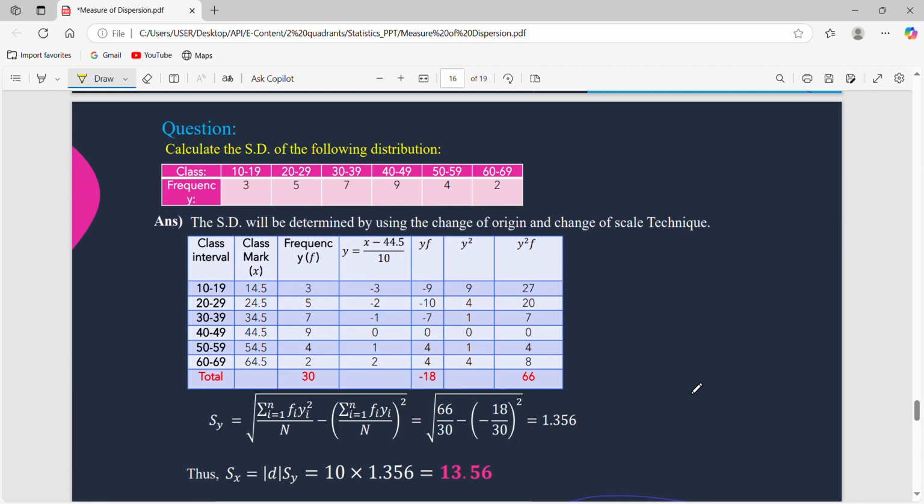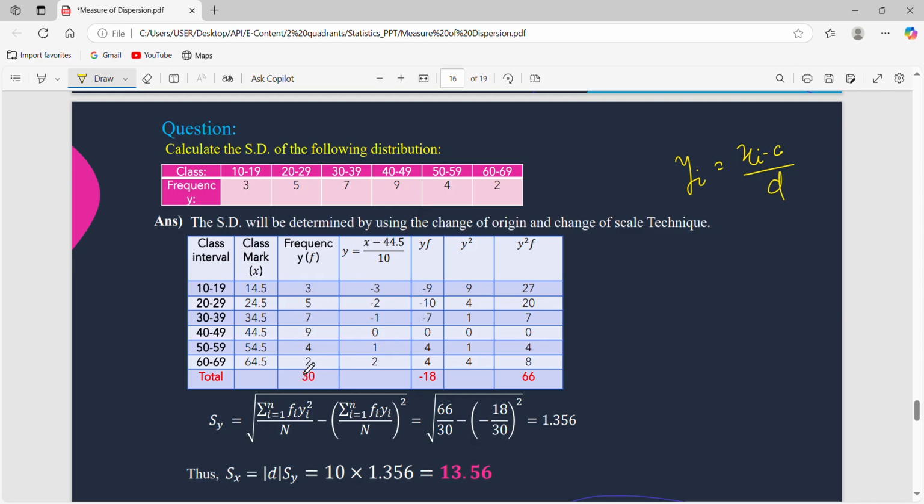Calculate the standard deviation of the following distribution. Keep in mind, in the first problem we had only observations. The second problem had observations with frequency, but in this problem we have class intervals with frequency. So when the class interval is involved, we have to use the change of scale property. That means we have to apply the formula yi equals xi minus c by d. So here we have class interval and frequency.